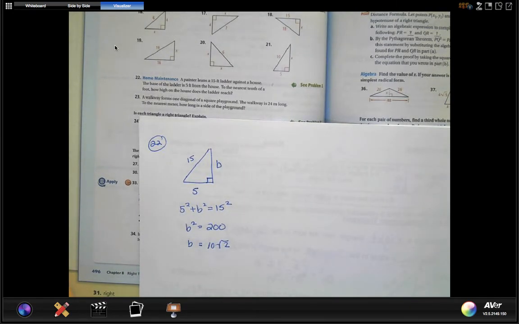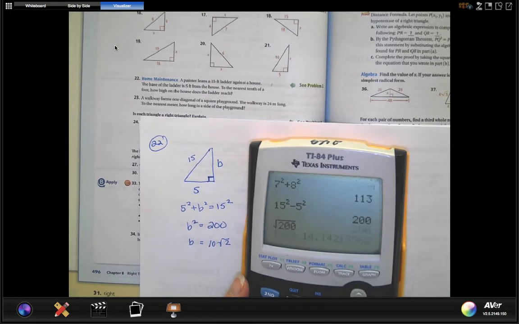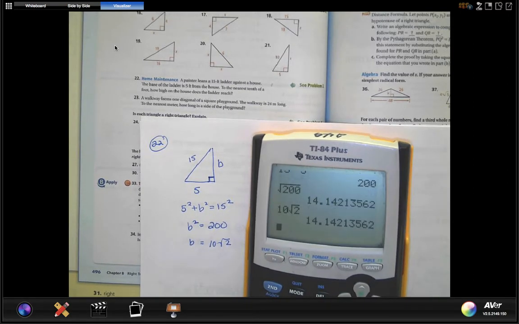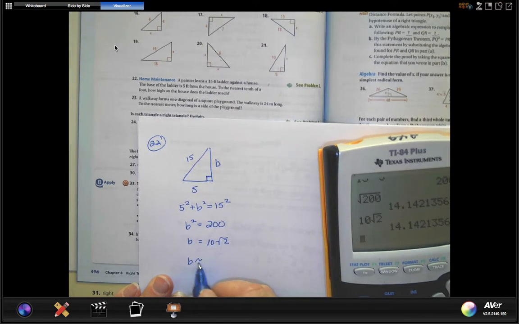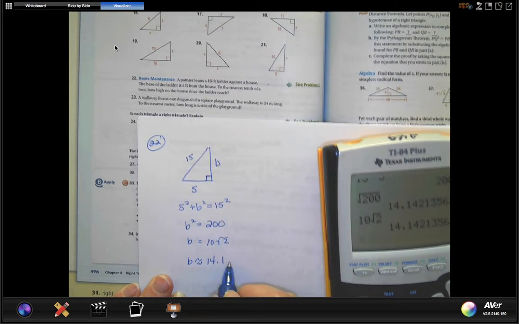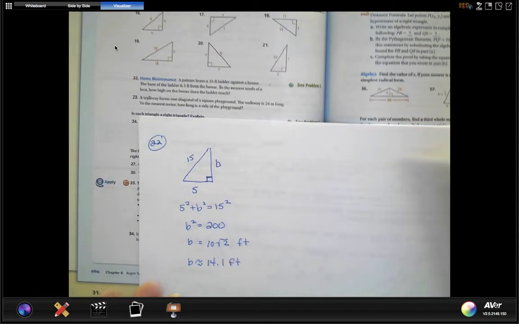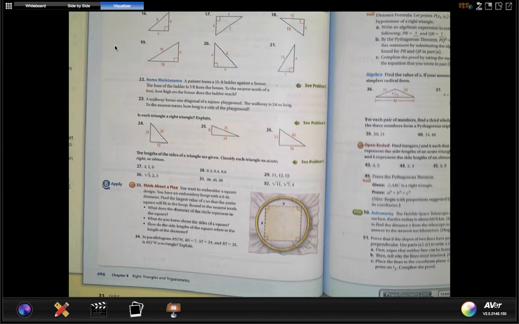So when I took the square root, I'd have 10 square roots of 2. Or, back up here, it says I could round it to the nearest tenth, so I could take it there. But again, if I did this, I get the same answer. So if I approximate it to the nearest tenth, it's 14.1 feet. Okay? So that's 22. Let's look at 32.